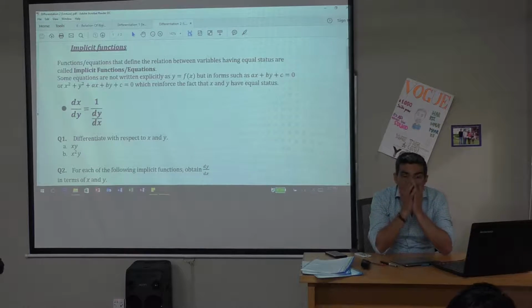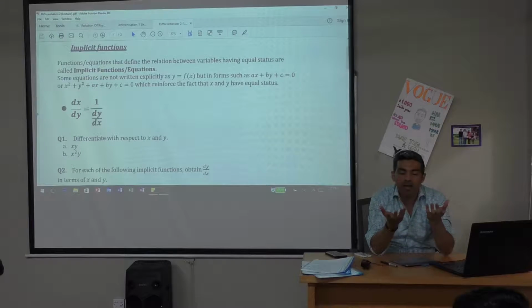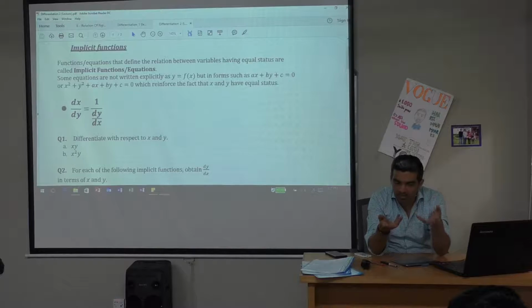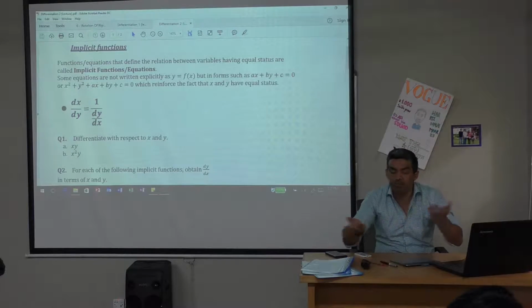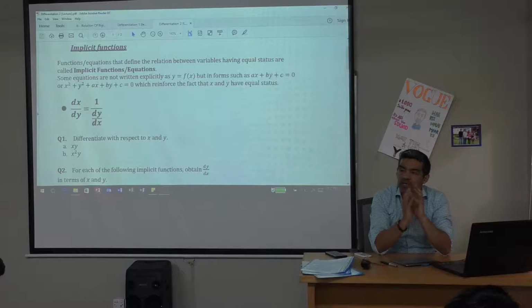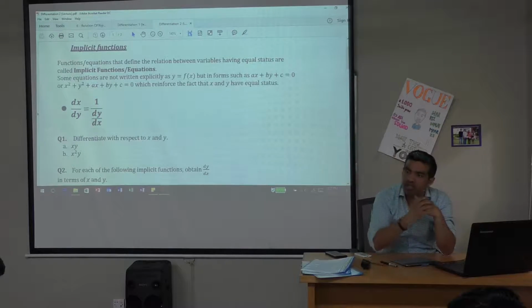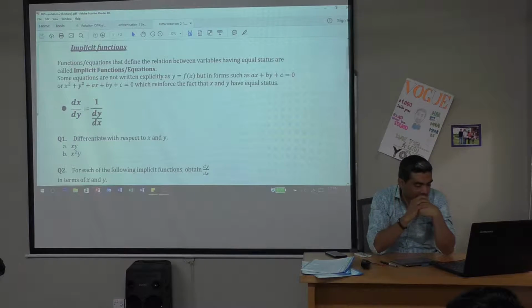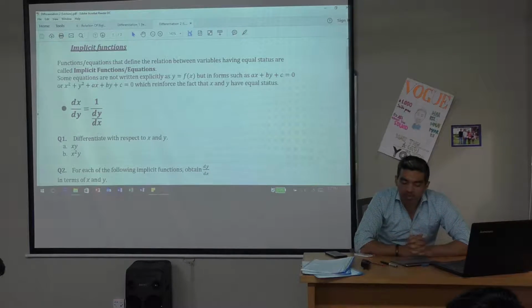So the convention is that if you have variables in which there is a clear-cut dependency involved, like in a displacement time equation or a velocity time equation, you have the quantity which is the dependent variable coming on the y-axis and the independent variable coming on the x-axis. But there are a lot of equations in which the variables have equal status. There is absolutely no dependency or independency involved.